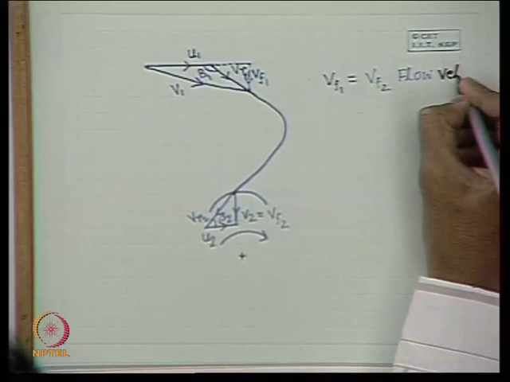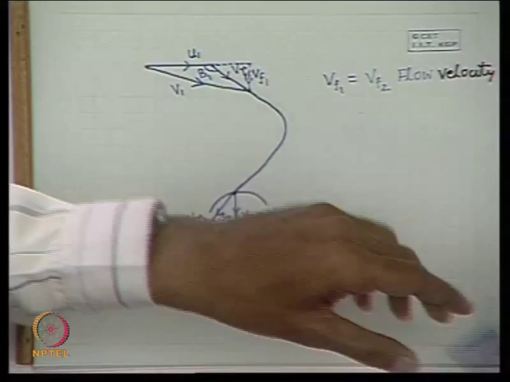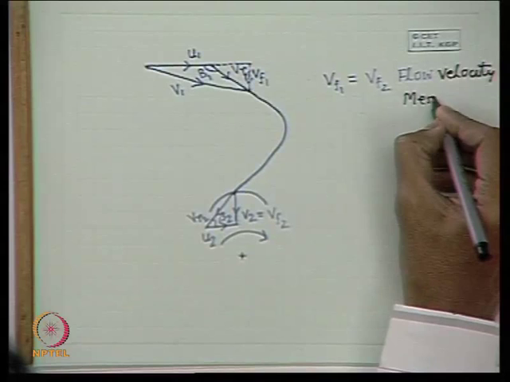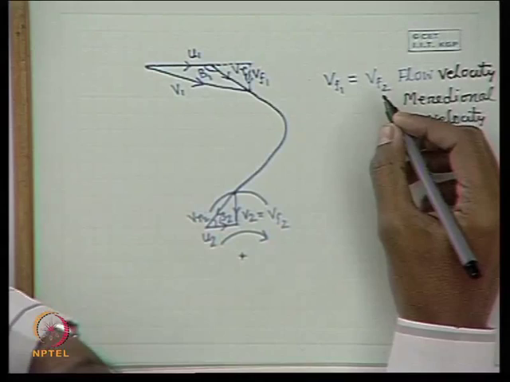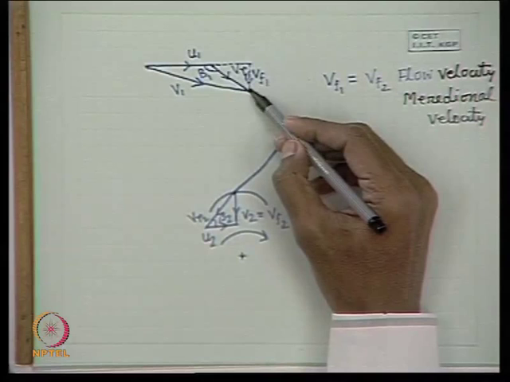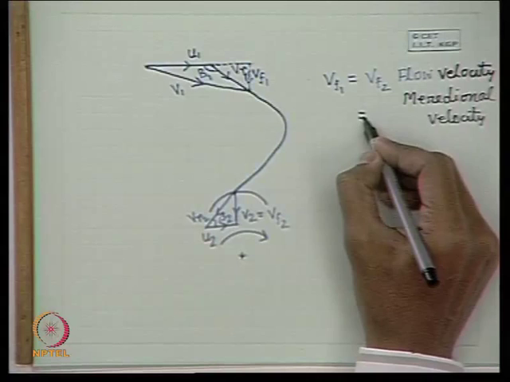This component is sometimes referred to as meridional velocity, meridional. That means the velocity component perpendicular to the tangential direction. The design is made in such a way that the meridional component, or the flow velocity component at inlet, becomes equal to that at outlet, and ultimately this becomes equal to the axial velocity VA at the inlet to the draft tube.